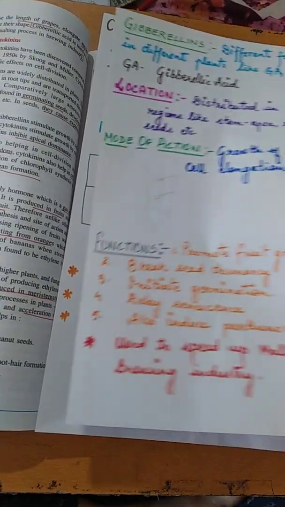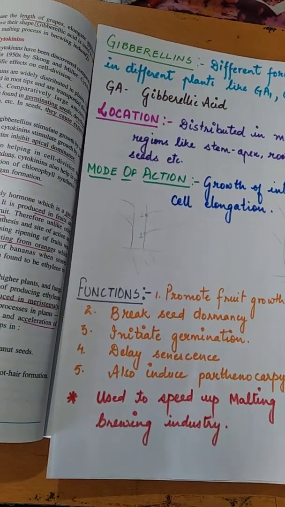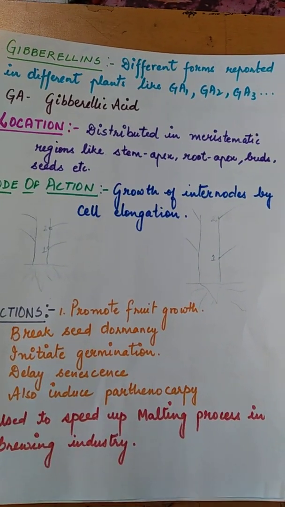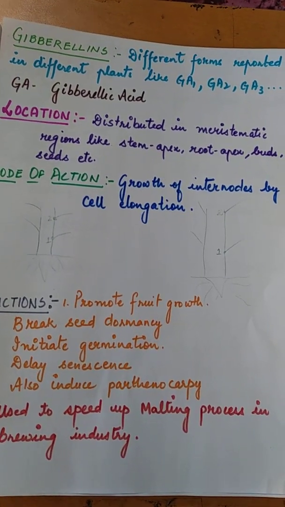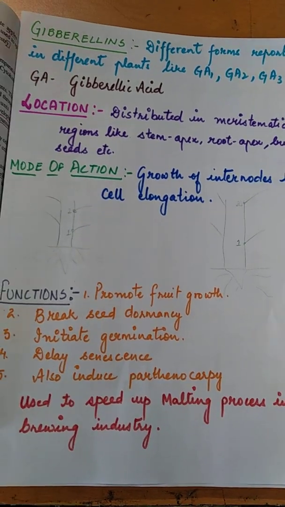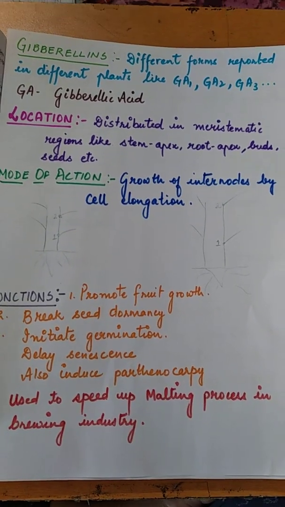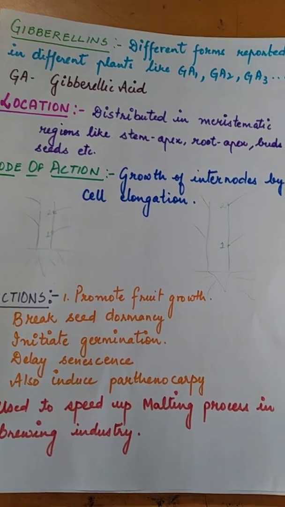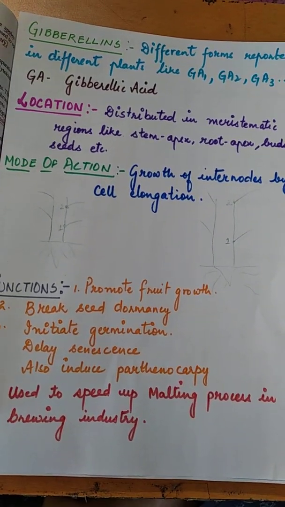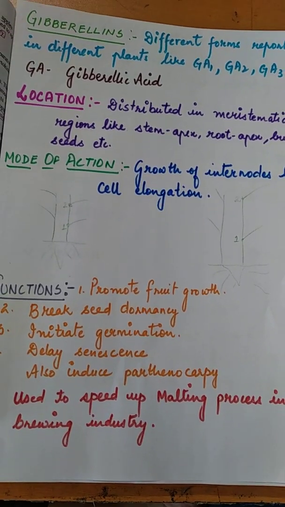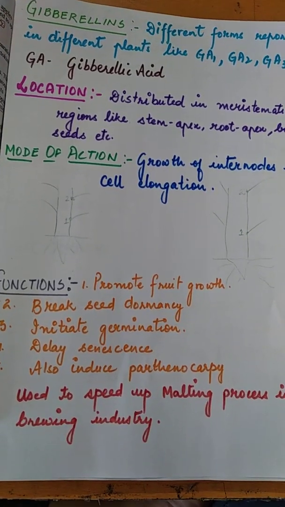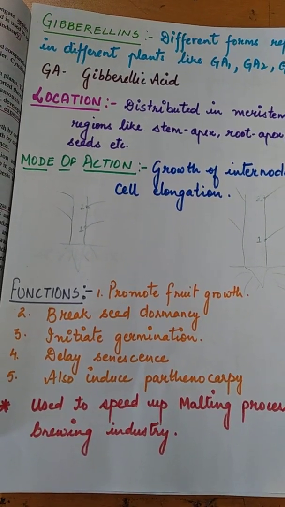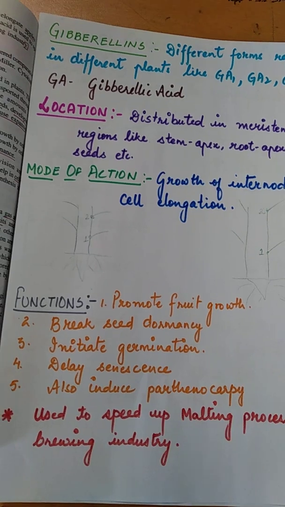So gibberellins, like auxins, are also hormones present in plants. Different forms of this hormone have been reported in different plants, like GA1, GA2, GA3 and so on. But the most studied one is GA3. Now, what is the full form of GA? It may come in your examination. So GA stands for gibberellic acid. With correct spellings you have to write. In gibberellins we have double B and double L.